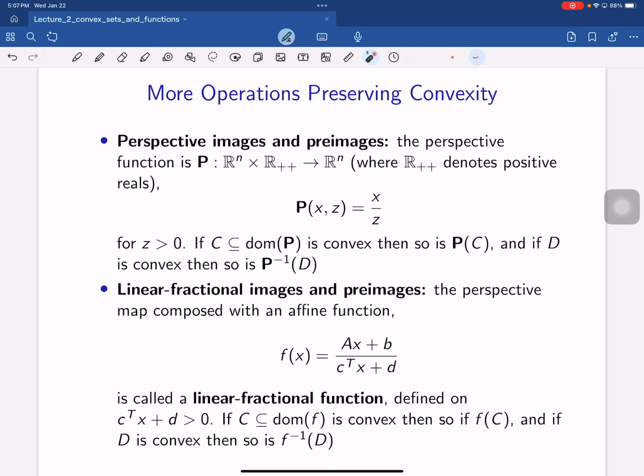And similarly, linear fractional images and pre-images also retain convexity. Okay, you can think about this as a composition of a linear operation and a perspective operation, where the denominator has to be strictly positive. Okay, so you can take the ratio of two linear functions.